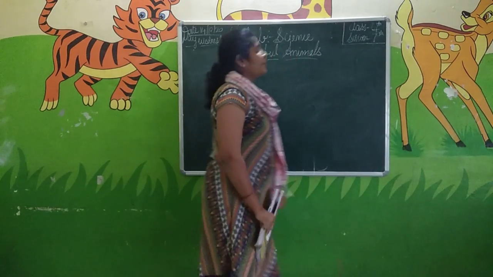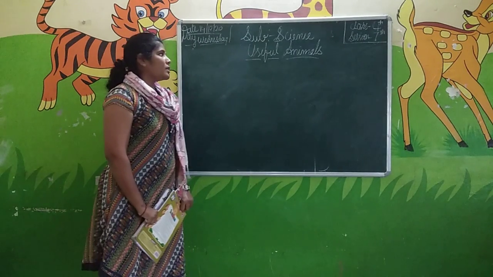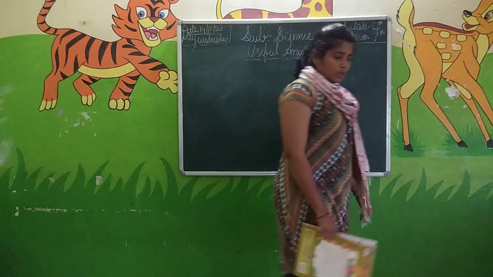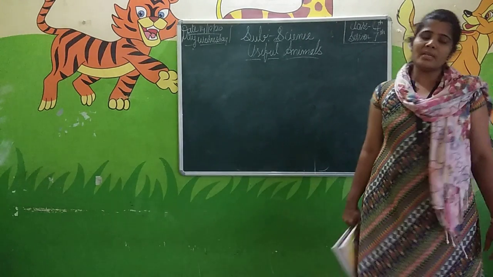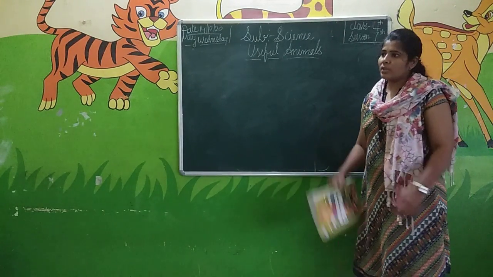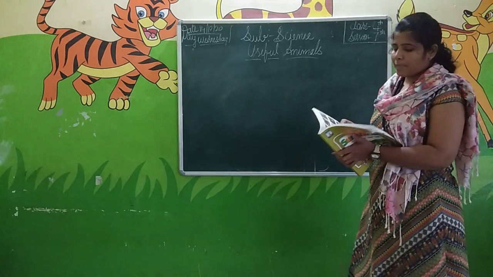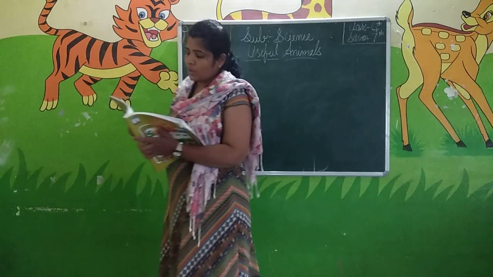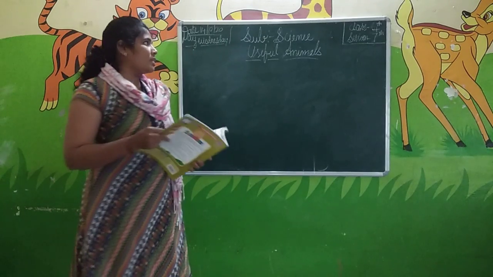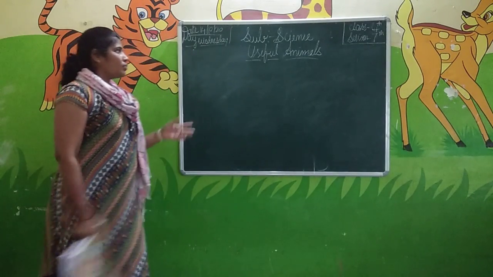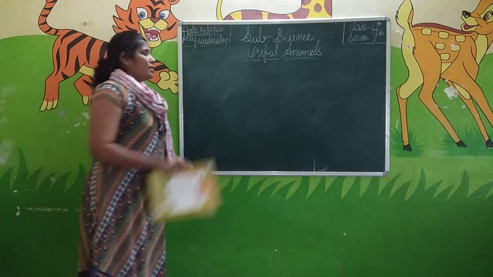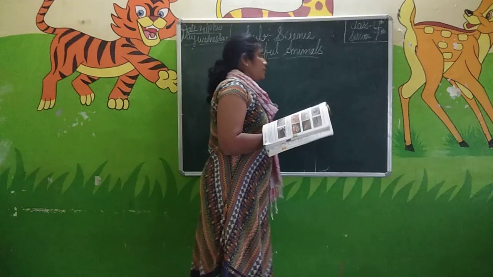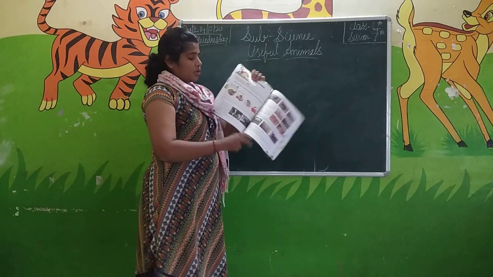Okay, children. Now we'll start the new chapter, that is useful animals. In the previous class, we learned about the adaptation of animals according to their food habits, shelters, and also the environment. In this chapter, we are going to learn about the useful animals, which are very useful to us. Okay, this is the 4th standard and the 7th session. This is also the science subject. I forgot to say that one.